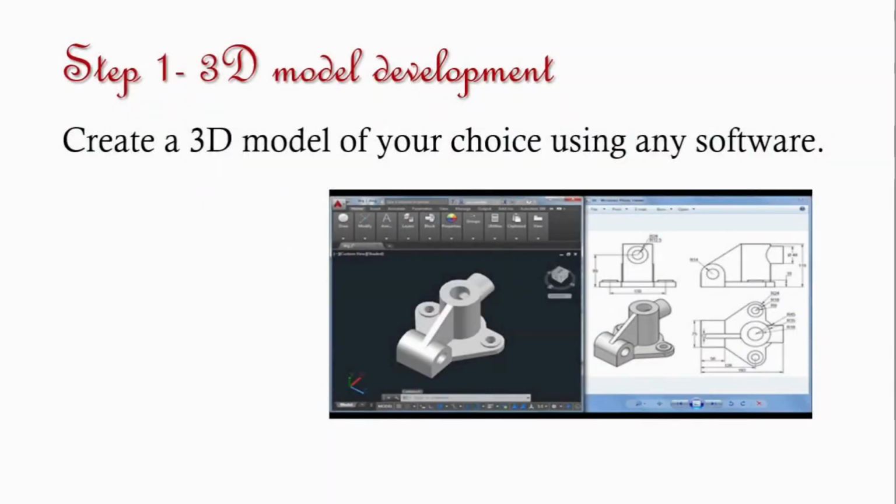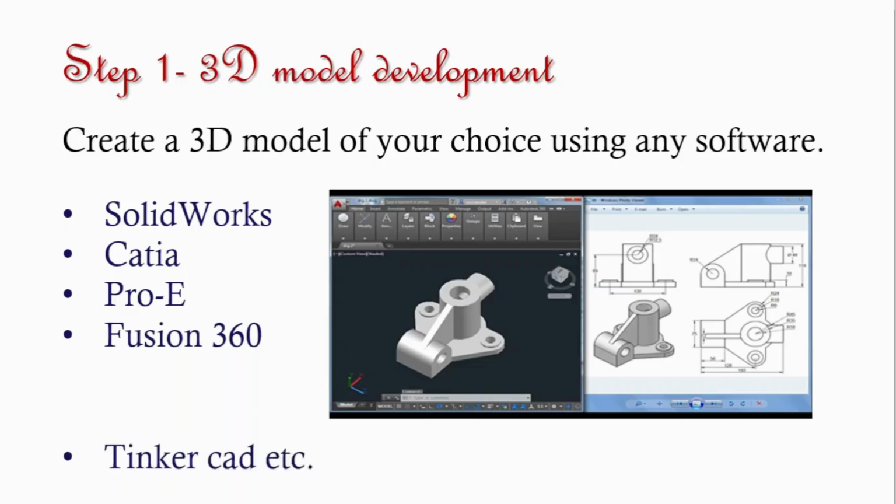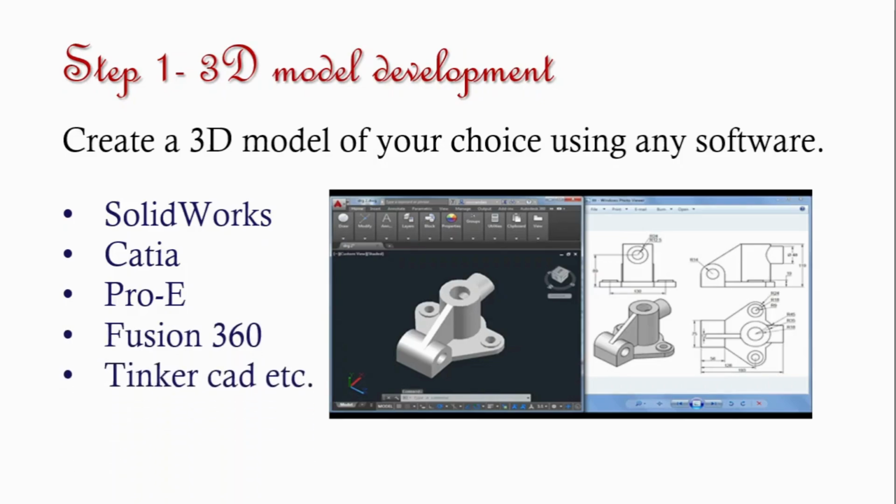Here we are going to see the first step, which is 3D model development. You have to create a 3D model of any product of your choice using any software. As I said, you first have to create the virtual prototype. There are many softwares like SolidWorks, CATIA, ProE, Fusion 360, Tinkercad, AutoCAD. There are many softwares available by which you can create a 3D model of a product of your choice. Similarly, you can see I have taken one example in the picture.